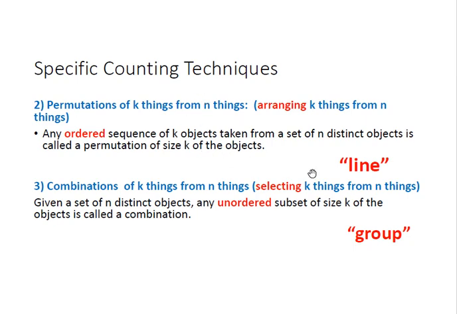Again, it reminds you of a line and a queue. So arranging and ordered are keywords for permutation of k things from n things. At first, we are going to select k objects from n distinct objects, and then we write all of the ordered sequences of those k objects. Now look at here.